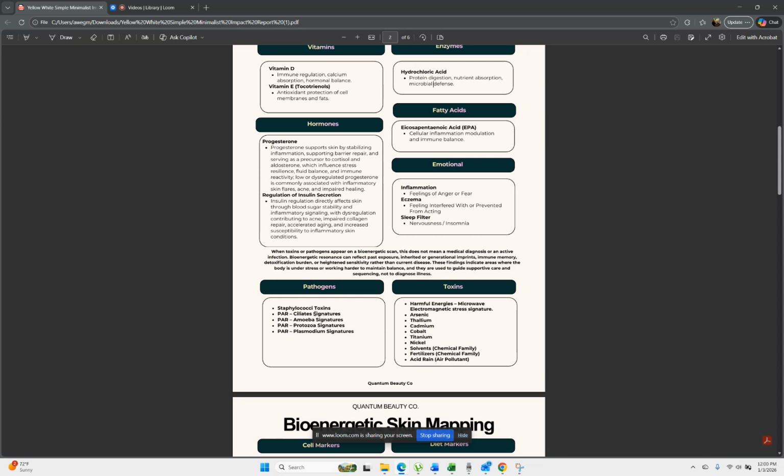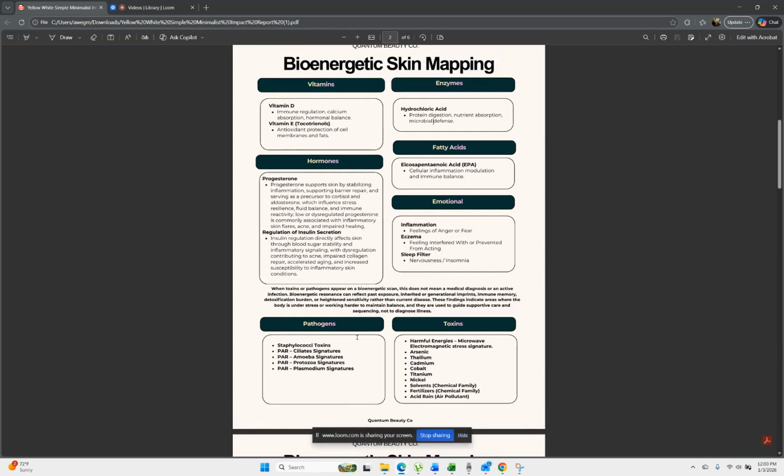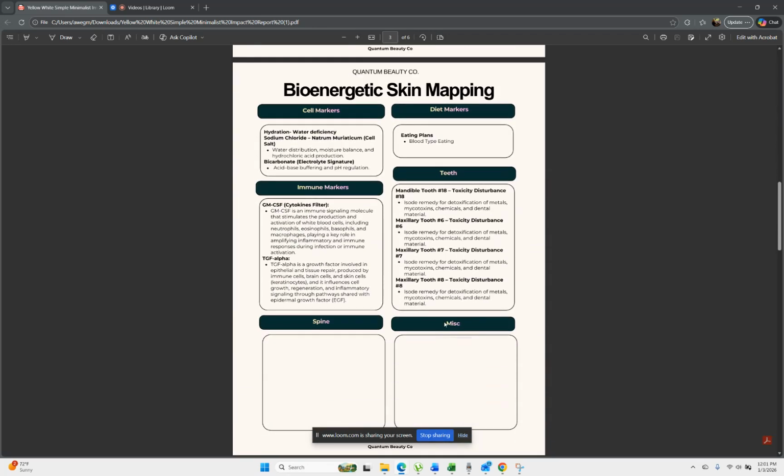And then also, what do parasites do? They help to feed on chemicals, metals. They absorb those things also. For toxins, always lots of metals will come up. Microwave energies is common as well. So electromagnetic signatures. I work on a computer all day, so maybe that has something to do with it as well. Because I don't really use a microwave. Solvents, fertilizers, acid rain almost always comes up for people.